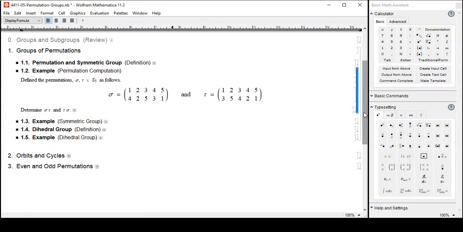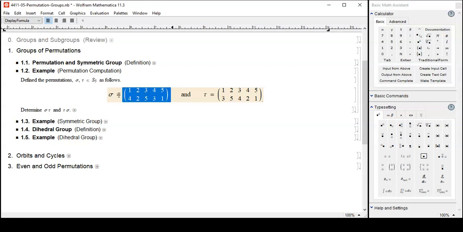Here we go. We have a couple of permutations belonging to S5. Sigma, which I'm highlighting in blue: 1, 2, 3, 4, 5 go to 4, 2, 5, 3, and 1 respectively. And tau, which I highlighted in green: 1, 2, 3, 4, and 5 go to 3, 5, 4, 2, and 1. And please note that the second row covers everything from the first row with no duplicates. Same here. So we are talking about 1 to 1 onto maps.